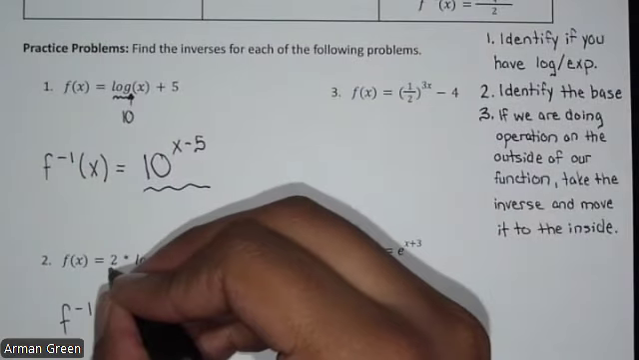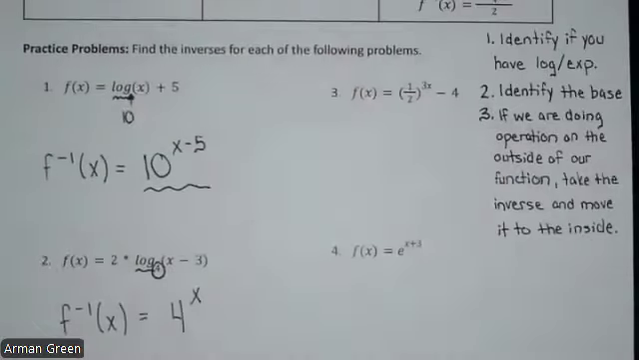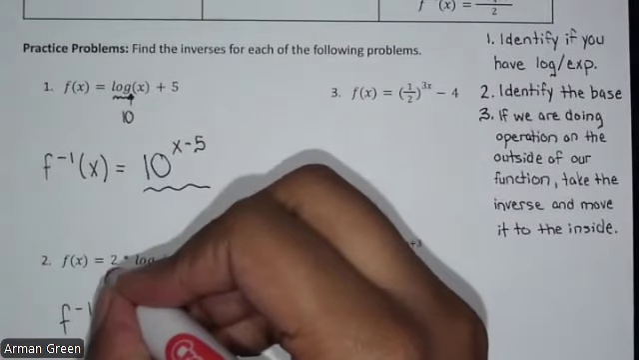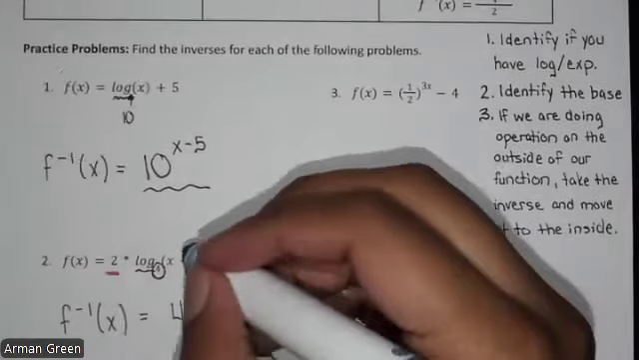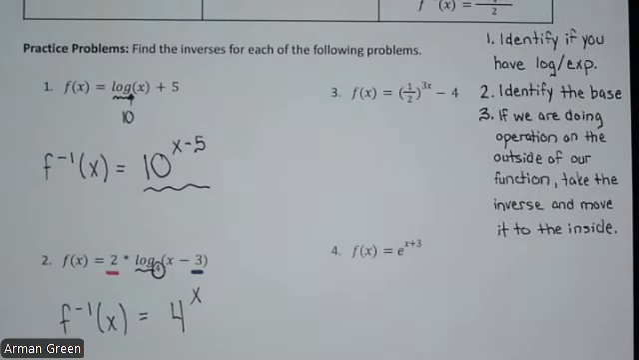Note here that we have this 2. I'm going to see if I can use a different color here. We have this 2 that is on the outside of our function, and we have this 3 that is on the inside of our function. So we need to account for both of those two features. Let's start with the 2.